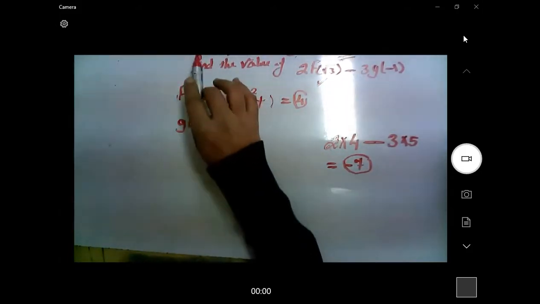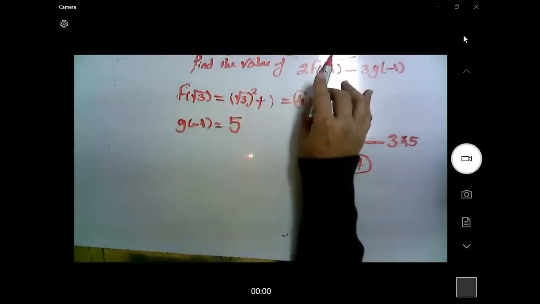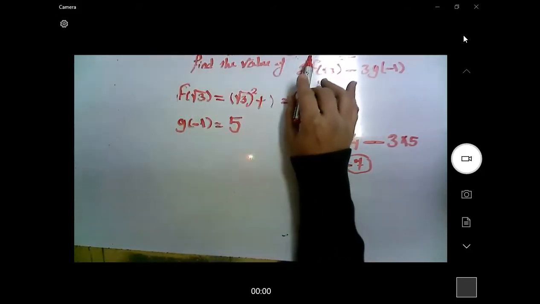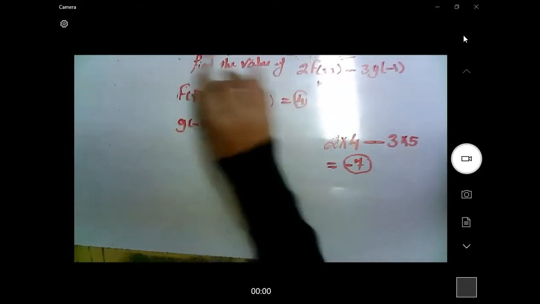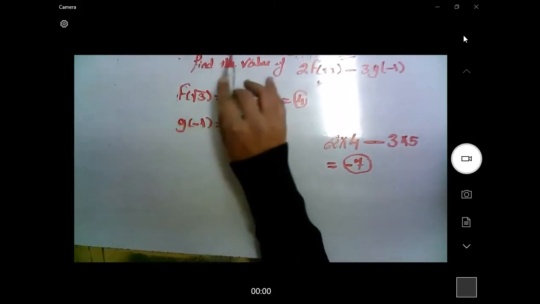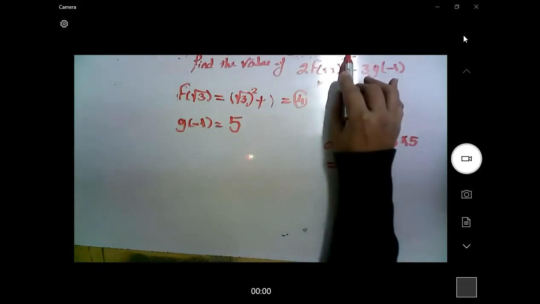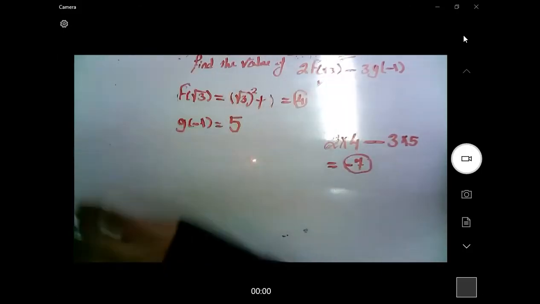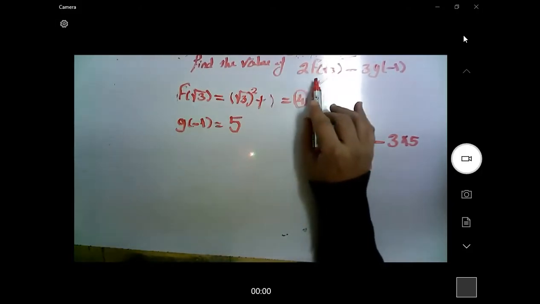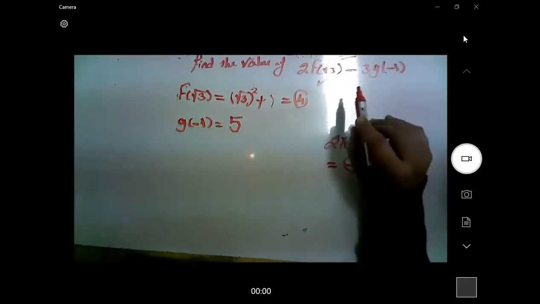Again, f of x equals x power 2 plus 1, and g of x equals 5. f of x means y, g of x means y. Now we have two different functions. The first function is a second degree function. The second function is a constant function. The question is to get the value of 2f of root 3 minus 3g of negative 1.